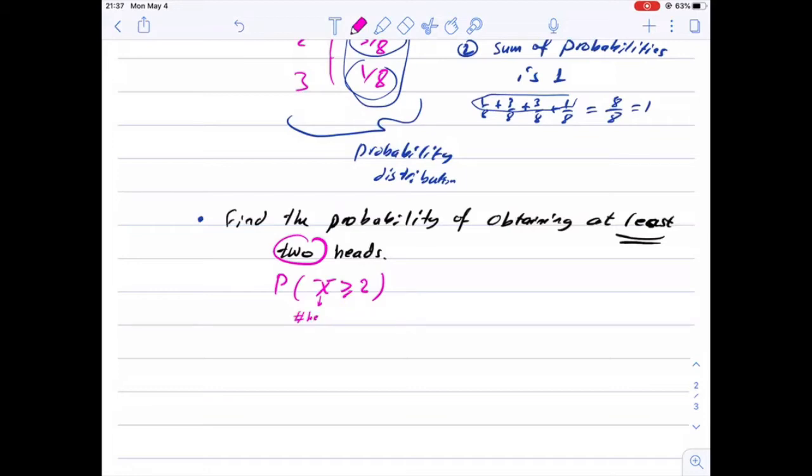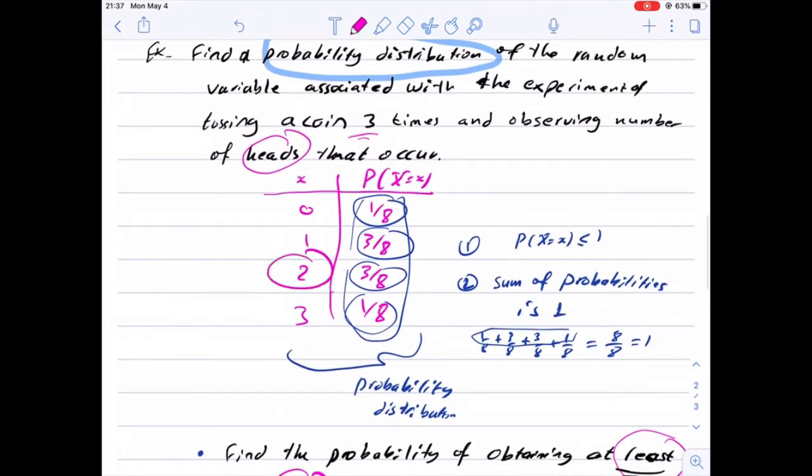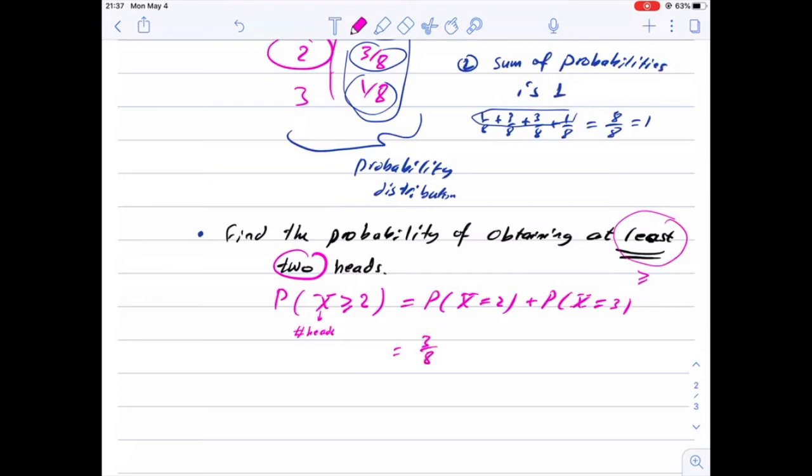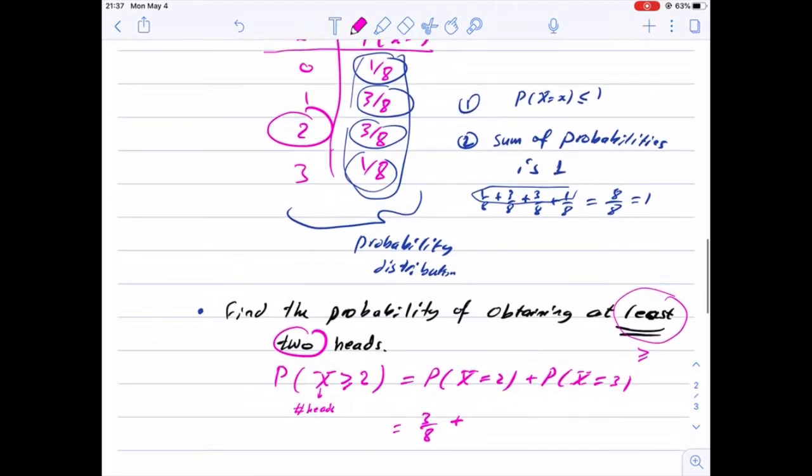This is number of heads. So we want number of heads to be greater than or equal to 2, because the word at least means greater than or equal to. Now this is equal to probability of x equals 2 plus probability of x equals 3, and that's it. Now what is the probability of x equals 2? Probability of x equals 2 is 3/8, and probability of x equals 3 is 1/8. This is 4/8, which is 1/2 or 0.5.